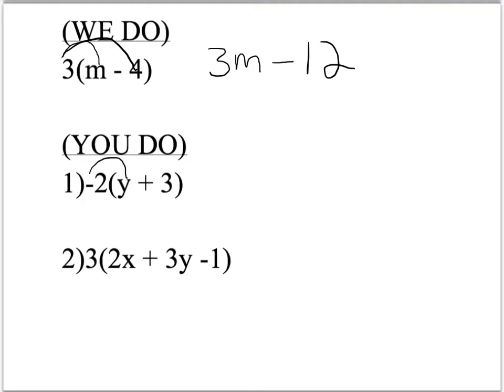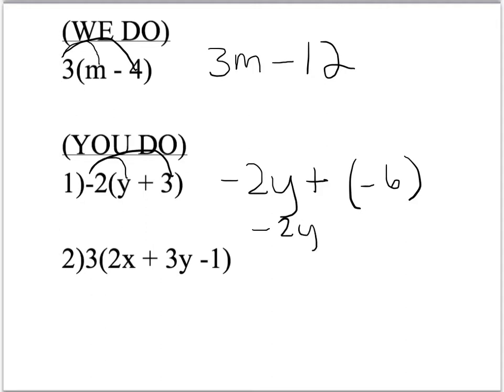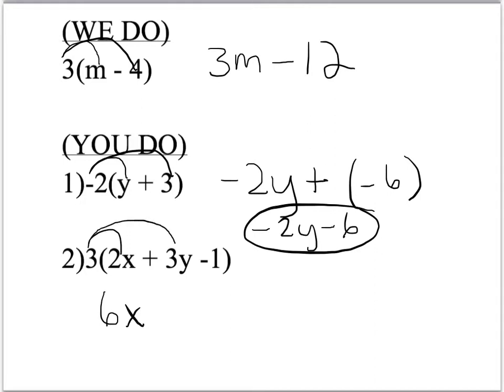So here we have negative 2 times y, negative 2y. We use the plus sign. And negative 2 times 3. Negative 2 times 3 is negative 6, so I'll put that in parentheses. Okay? I can rewrite this as negative 2y minus 6. Okay, and the last one, 3 times 2x, which would be 6x. Distribute the 3 to the 3y over here. 3 times 3y is 9y. I'm bringing down my plus sign. Okay, and 3 times negative 1, negative 3. Okay, this is as much as I can simplify here as well.